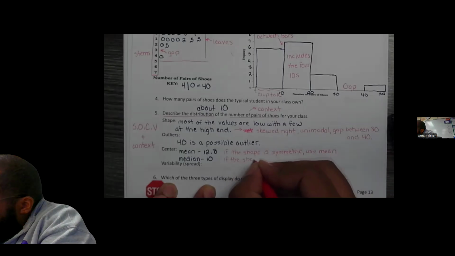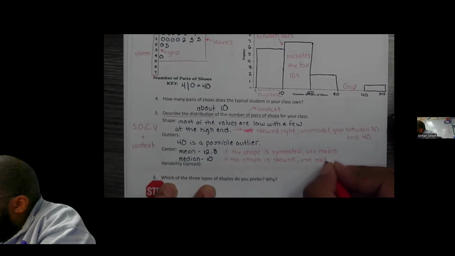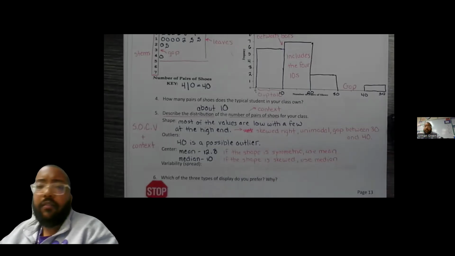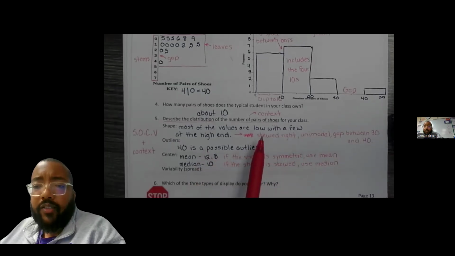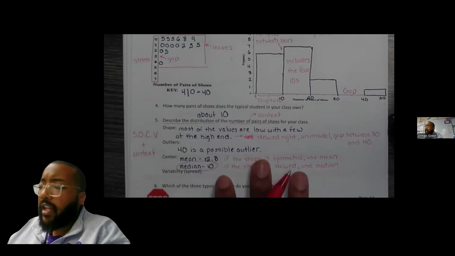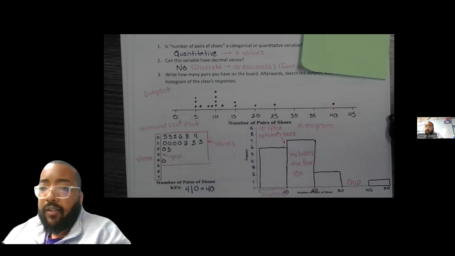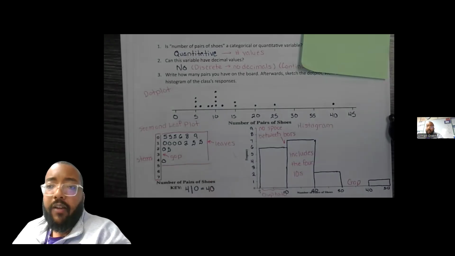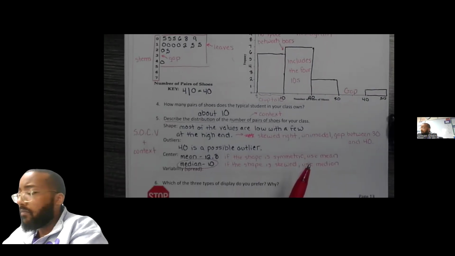If the shape is skewed, then you're going to use the median as your center. Looking at our data, we said our shape is skewed right. Because it is skewed, our center is the median, which is 10. That makes sense because if we use the mean, this huge number of 40 pushes our average up when really most of our data is very close to 10. So that's why we choose the median instead.